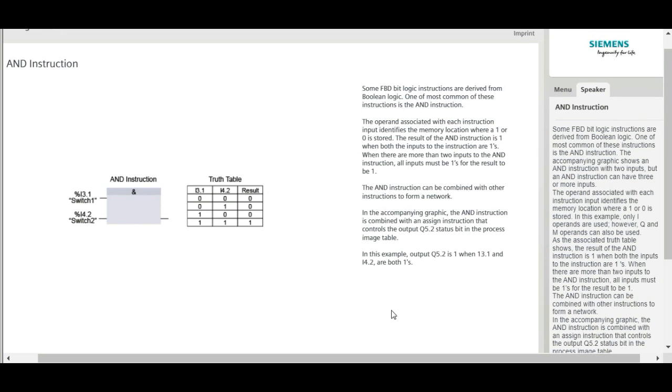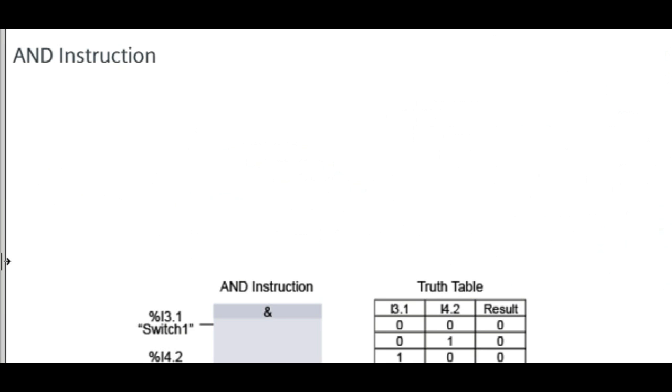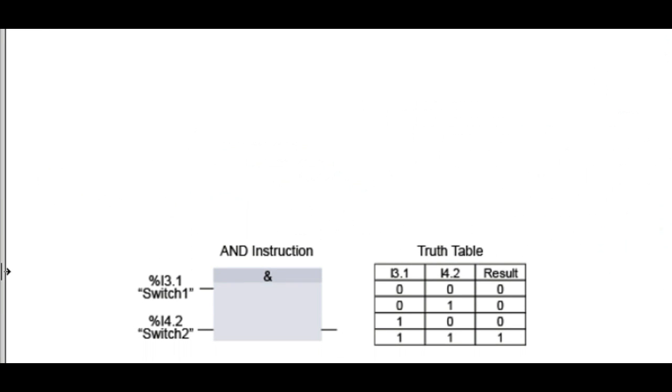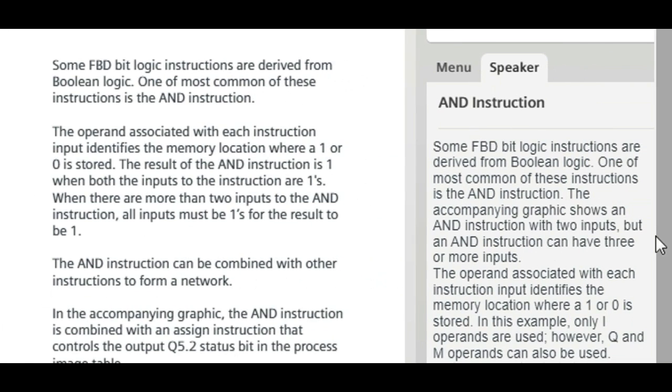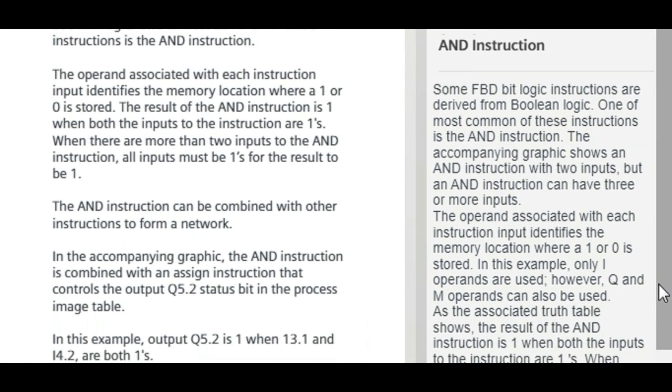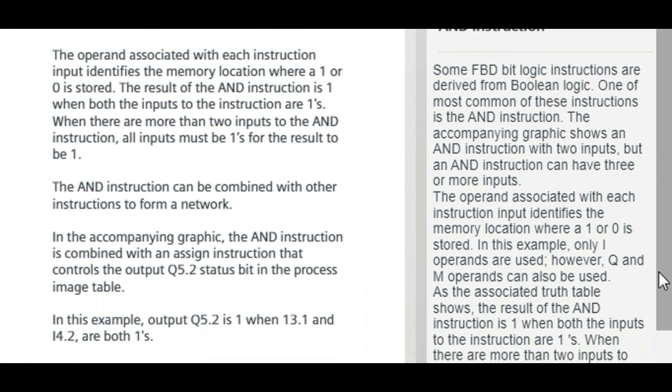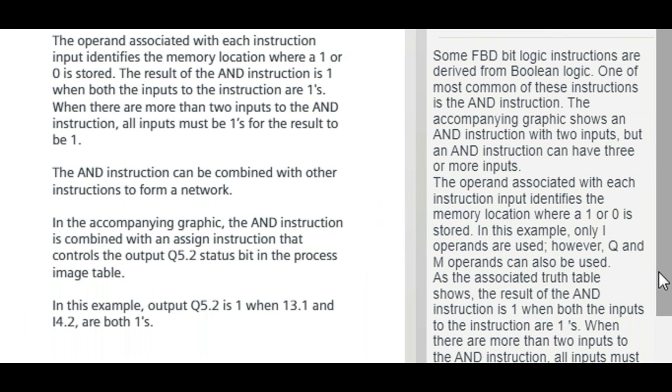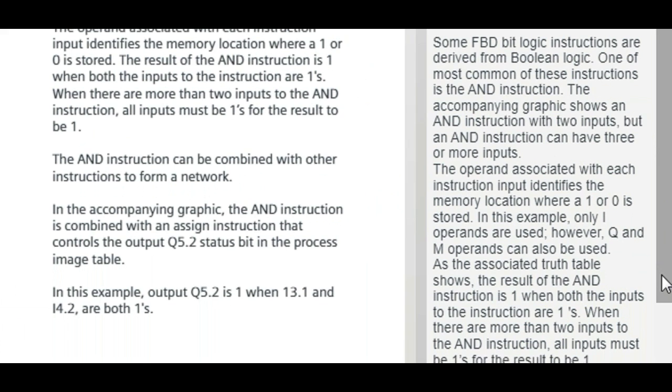Some FBD bit logic instructions are derived from Boolean logic. One of the most common of these instructions is the AND instruction. The accompanying graphic shows an AND instruction with two inputs, but an AND instruction can have 3 or more inputs. The operand associated with each instruction input identifies the memory location where a 1 or 0 is stored. In this example, only I operands are used. However, Q and M operands can also be used.